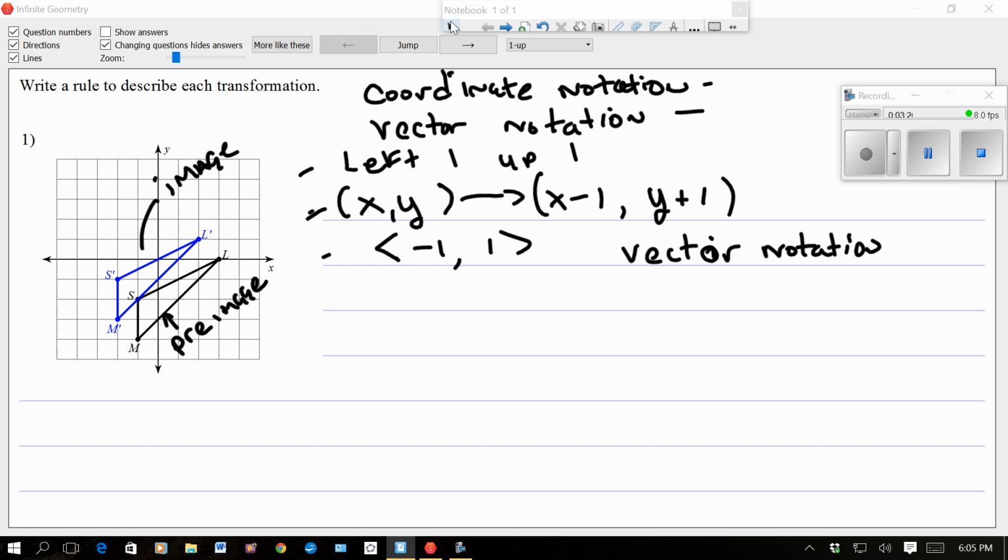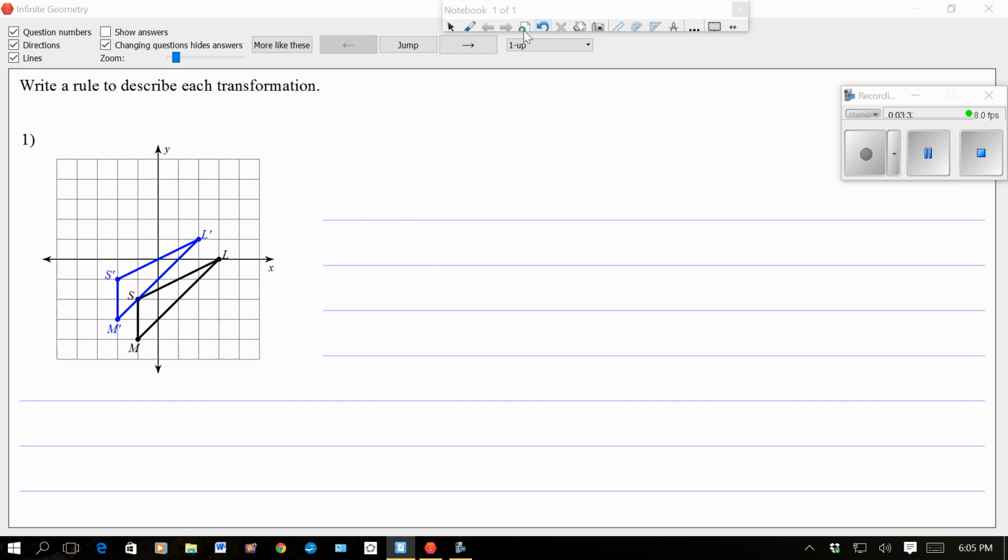I'll do one more with you. Let's clear this and move on to the next one. Here we go. What happened to these? All you have to do is pick 1 point. You don't have to pick more than 1 point because it's a translation. So let's take a look at any one of these points. Let's take a look at F.